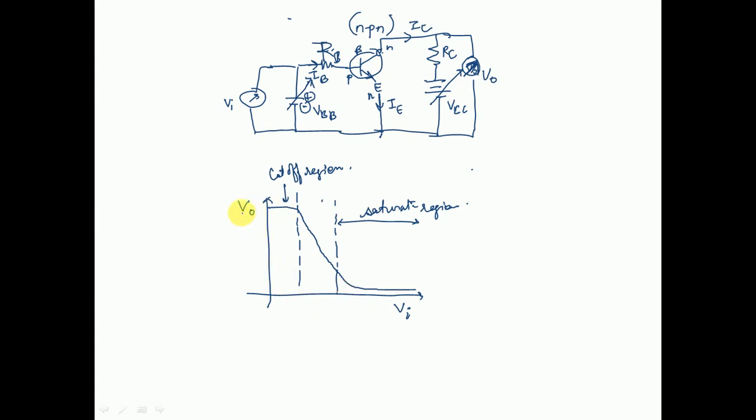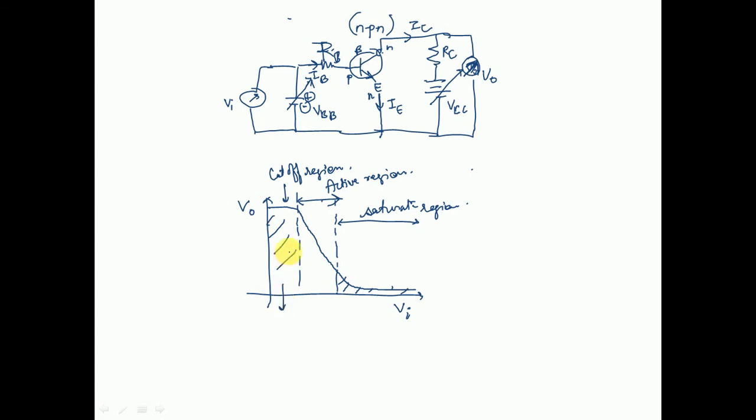This is basically the transfer characteristics of a base bias transistor, V0 versus Vi, output voltage versus input voltage. So: cutoff region, saturation region, and the middle one is known as the active region. We are studying a switch, so the switch will function in the first two regions. In this region it will function, and in this region it will function.